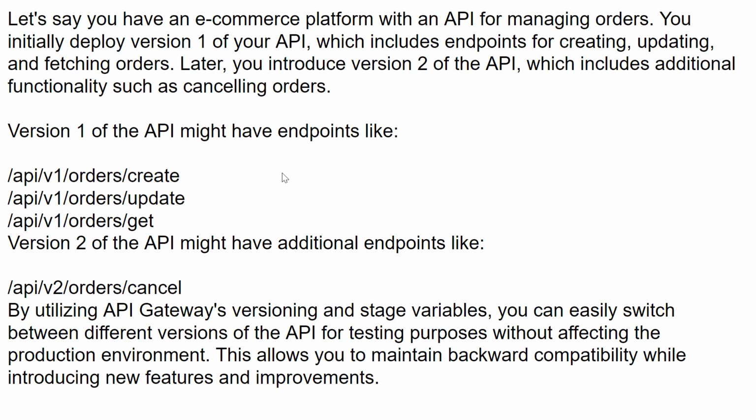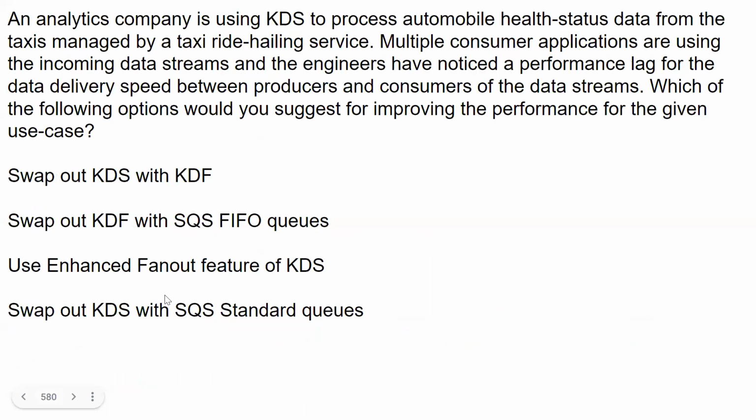Let's say you have an e-commerce platform with an API for managing orders. You initially deploy version 1 of your API, which includes endpoints for creating, updating, and fetching orders. Later, you introduce version 2 of the API, which includes additional functionalities, such as canceling orders. Version 1 of the API might have endpoints like that, and version 2 of the API might have additional endpoints like that.